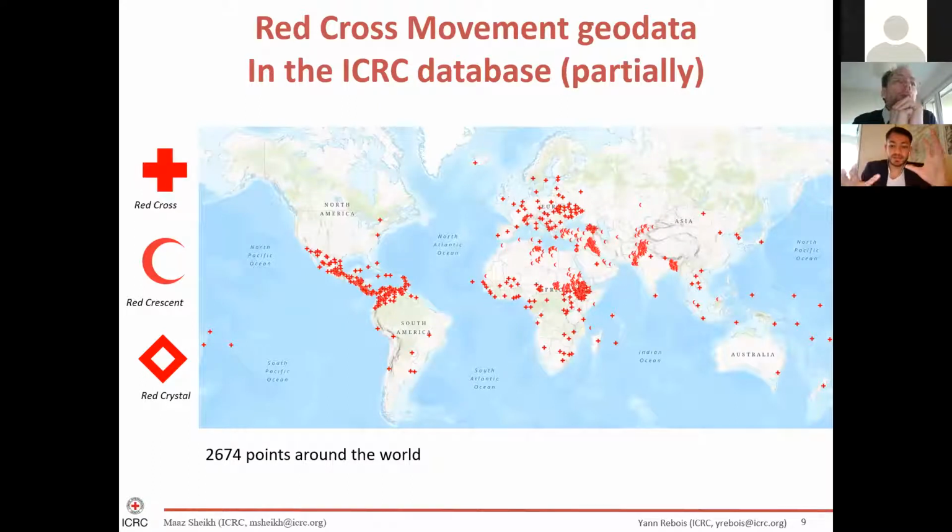And here's the movement that we have currently mapped. We have more than 2,674 points mapped so far. There's more data that we received and we have to input in there. So of course it's still partially updated, such as the American Red Cross. We got some data from South Africa, and all this incredible work is happening at this very moment, and it's very exciting work.